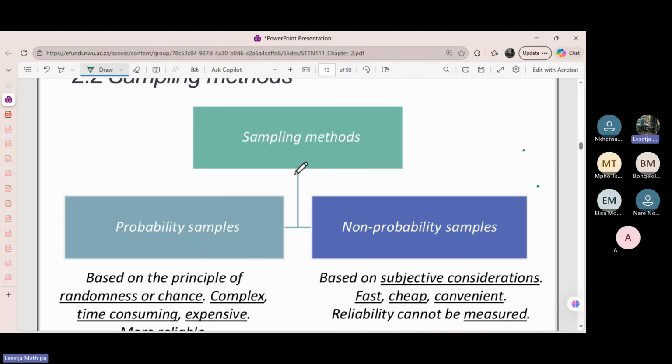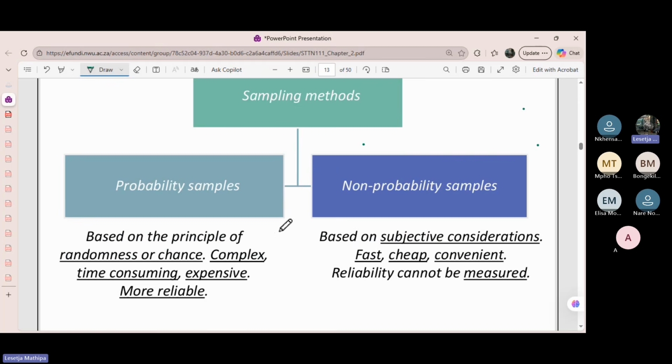Okay, great. So we have the two types of sampling methods. The first one is the probability sampling method. The second one is non-probability sampling methods. So the probability sampling, it's based on what? It's based on the principles of chance. It's maybe time consuming and expensive, but those are the disadvantages. It's also more reliable, but it's complex.